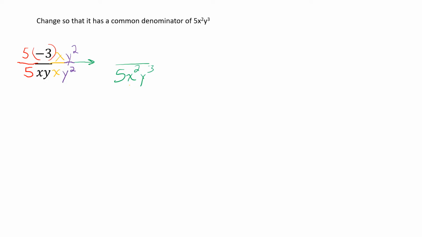We're not so concerned how the numerator is going to look. We're just going to simplify it. 5 times negative 3 is negative 15, and times x times y squared. We're much more concerned that the denominator is going to look like 5x squared y cubed. So we've got a 5, x times x is x squared, and y times y squared is y cubed.